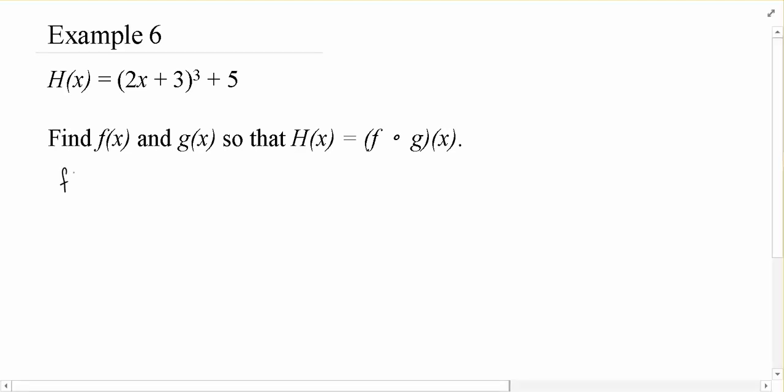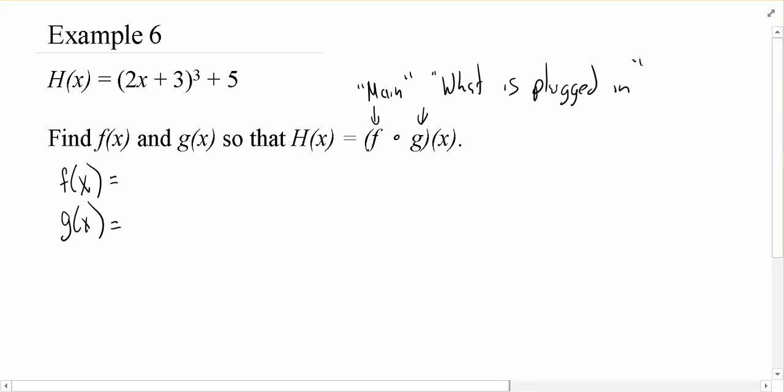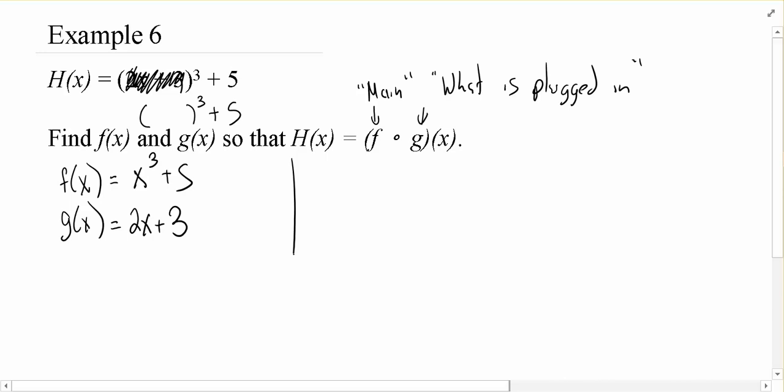So we're looking for f of x and g of x so that f is the main thing going on, and g is going to be what is plugged in. Or you can look at it as what did I cover up with my thumb. So if I cover up a portion of this with my thumb, I could cover up the 2x plus 3, for instance. So that's my g of x, is the 2x plus 3. So what's left when I cover that up? Something cubed plus 5. And so if I'm doing f of x, that would be x cubed plus 5. So that's one way that I could actually solve this particular problem, and those are valid components to that composition, and that would work.